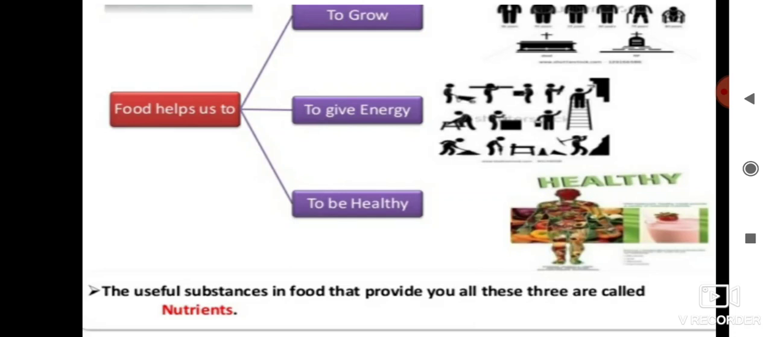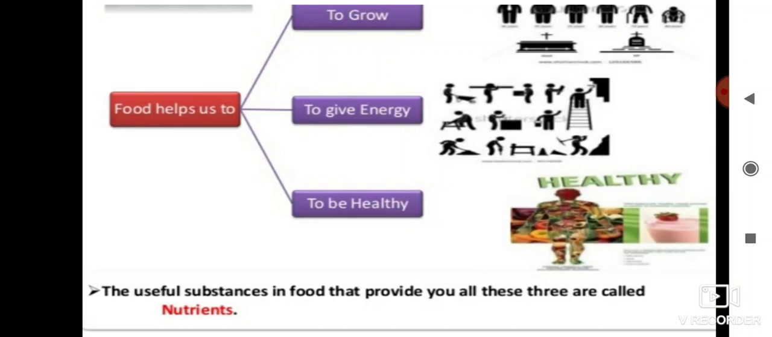Food is also helpful to provide energy. If you are eating food, it provides energy to carry out our life processes. Whatever work you want to do, you require energy. So how do we get this energy? We get this energy from the food.